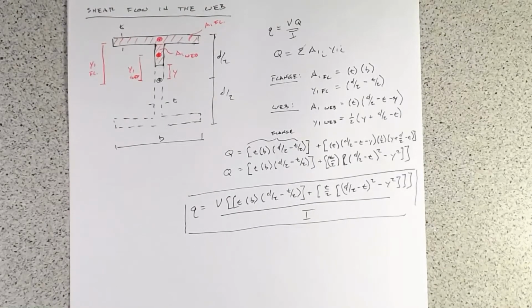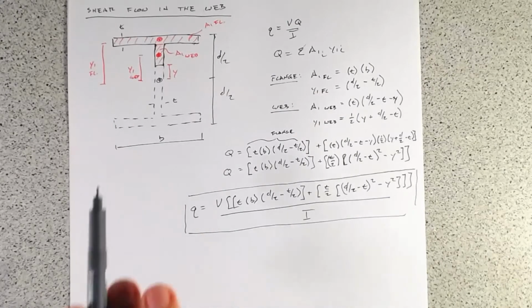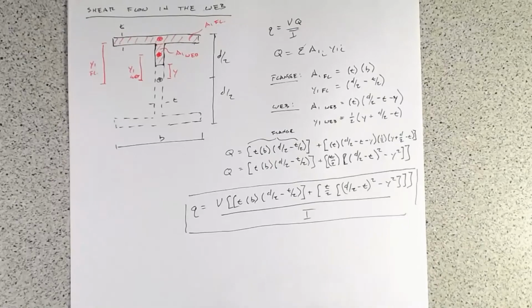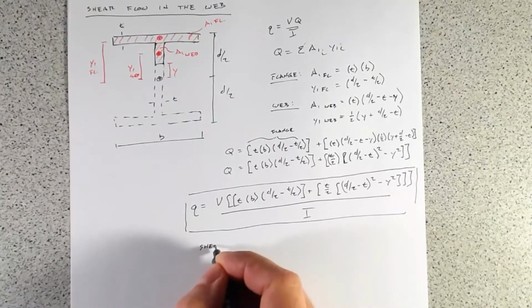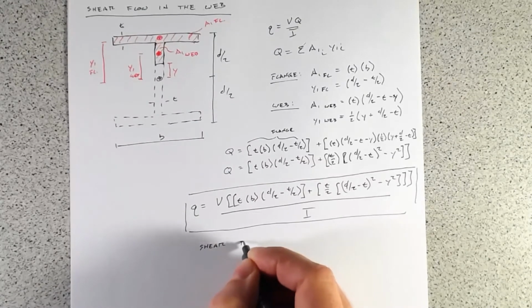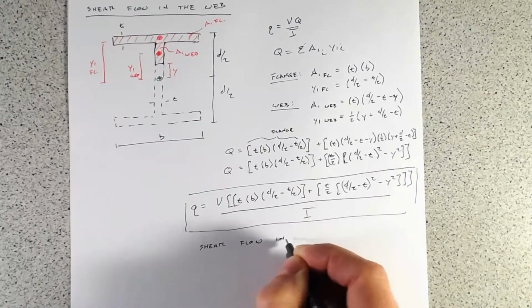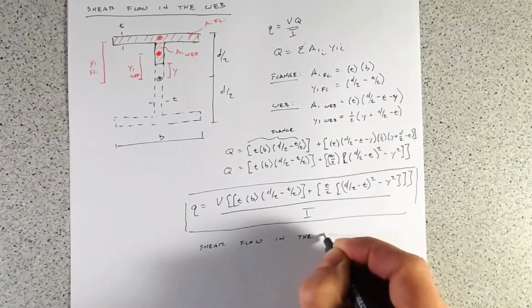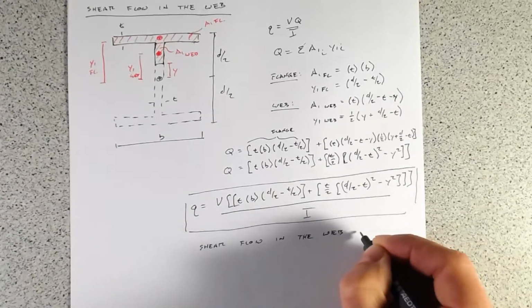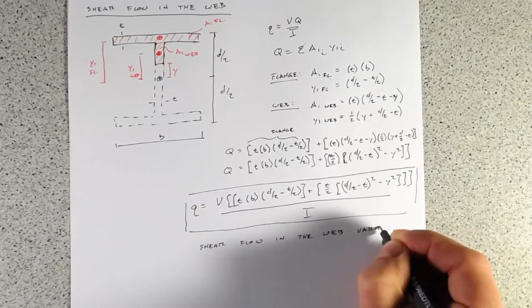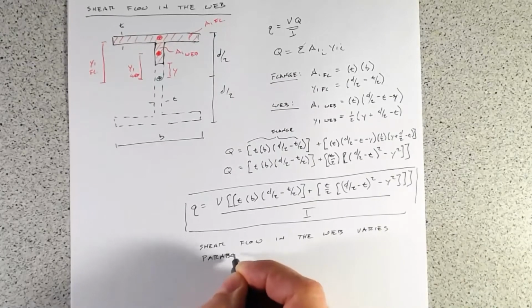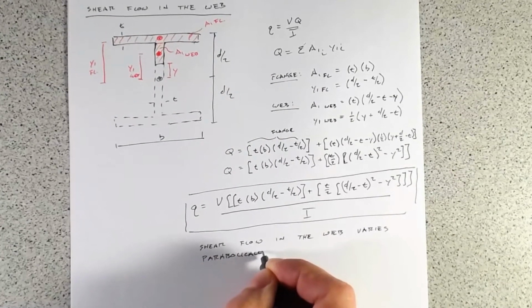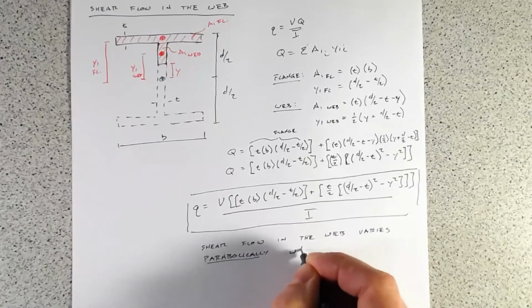That means that when we looked at our shear stress, we kind of had the right model there for members which are parallel to the axis of loading. So it's worth writing down. So the shear flow in the web varies parabolically with depth.